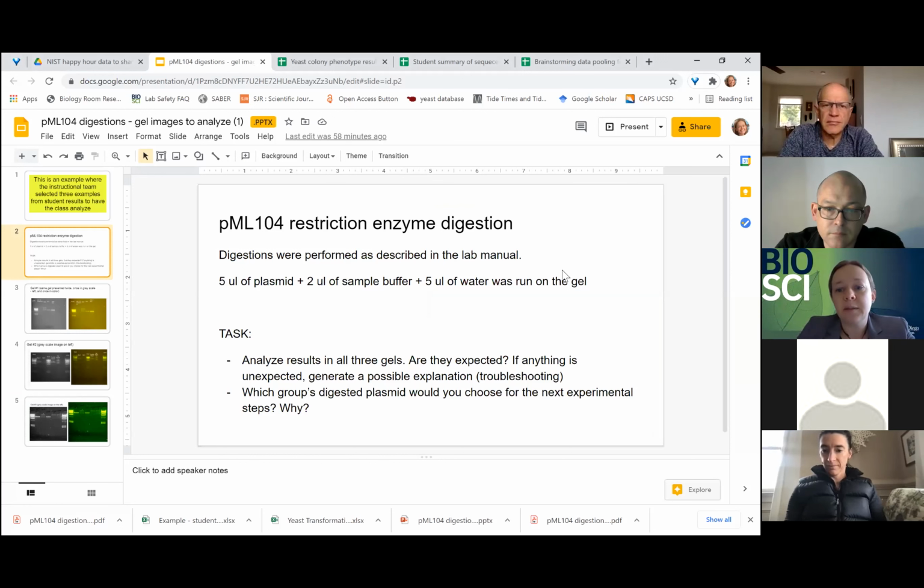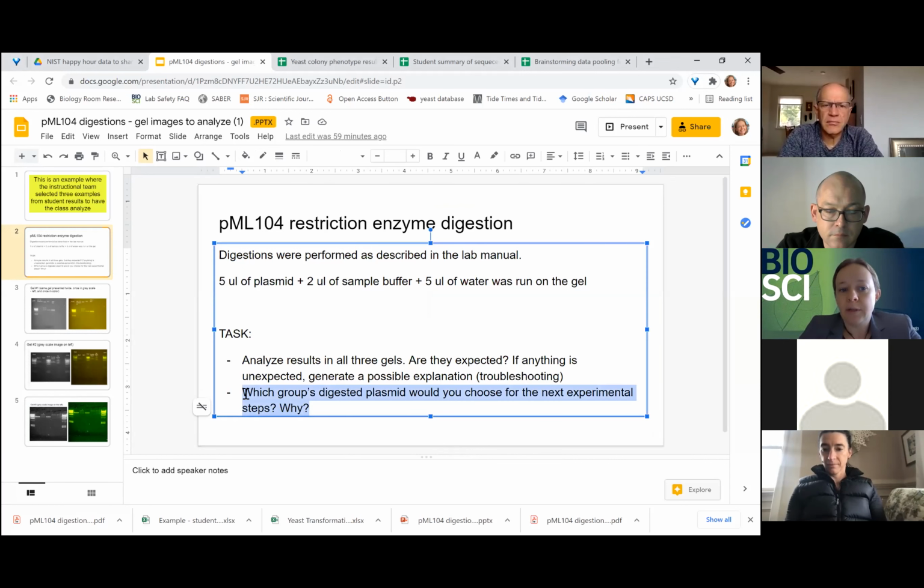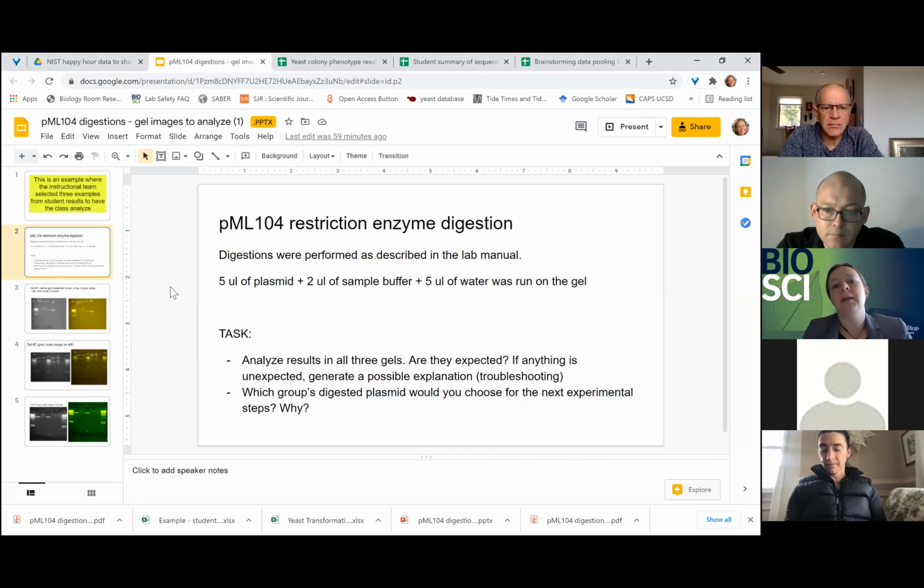But they're also given some tasks, right? Analyze the 3 gels, discuss what's expected, not, come up with explanations for anything that's not. And then, you know, if you were doing this experiment, which group's sample would you choose for the next step and why? So sometimes we find that constraining them with a certain task when they're confronted with multiple different results, having those tasks, those prompts to answer can really help frame their discussions.